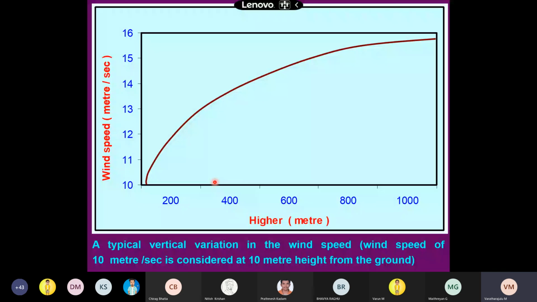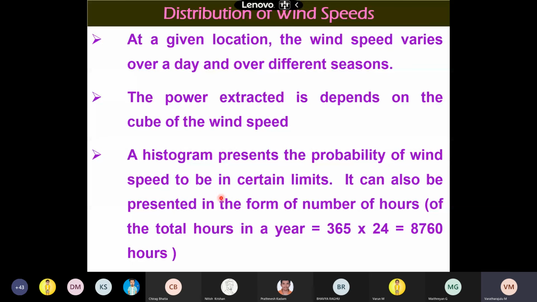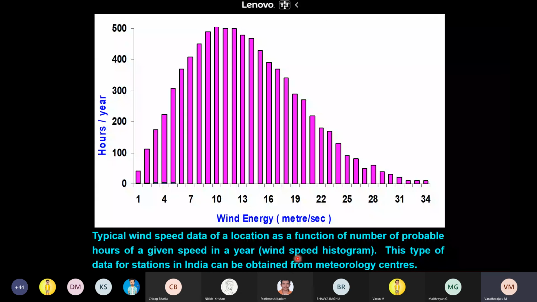And the distribution of wind speed at a given location: the wind speed varies over a day and over different seasons. The power extracted depends on the cube of the wind speed. A histogram presents the probability of the wind speed being within certain limits. It can also be presented in the form of number of hours. In total we have 8,760 hours in the year, and this is what the histogram shows, the typical wind speed data of a location as a function of the number of probable hours of a given speed in the year. Wind speed histogram. This was the wind speed histogram and wind energy hours per year.